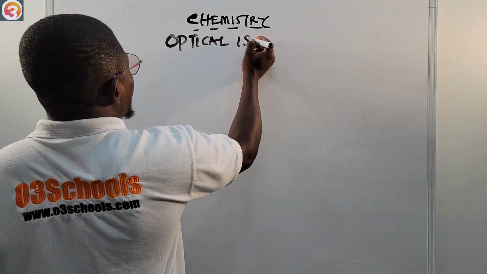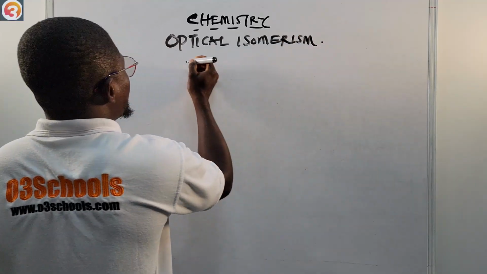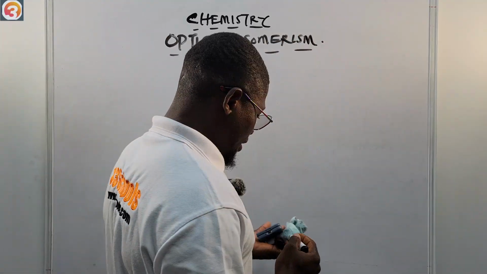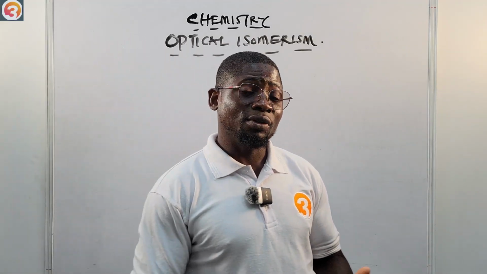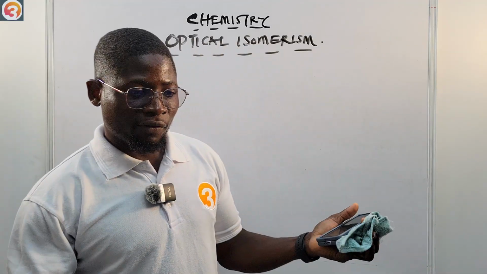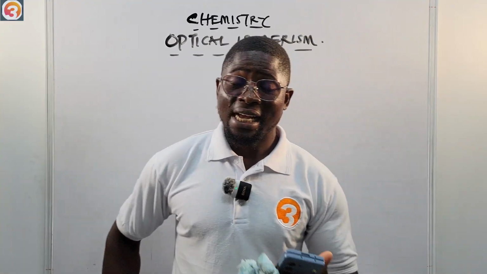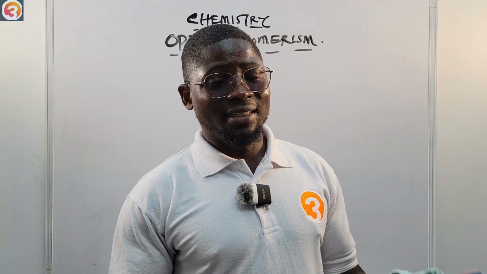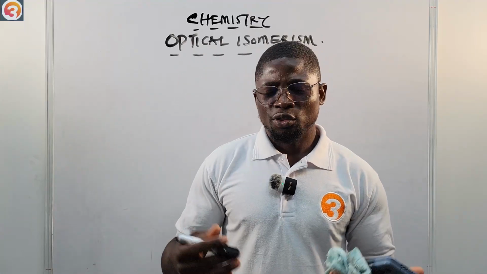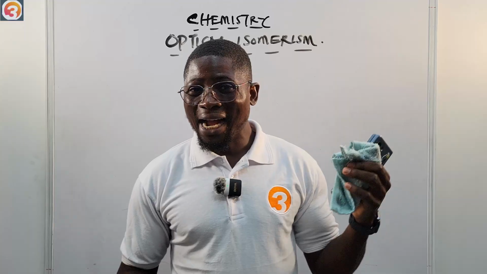Optical isomerism. All right, so in the last episode, we started looking into stereoisomerism. We looked at geometric isomerism, and in this class, we're going to look at optical isomerism. Just as a recap, we said geometric isomers are divided into two, the cis and the trans. Of course, we said a whole lot about that. If you have not watched that episode, go back and watch it too.